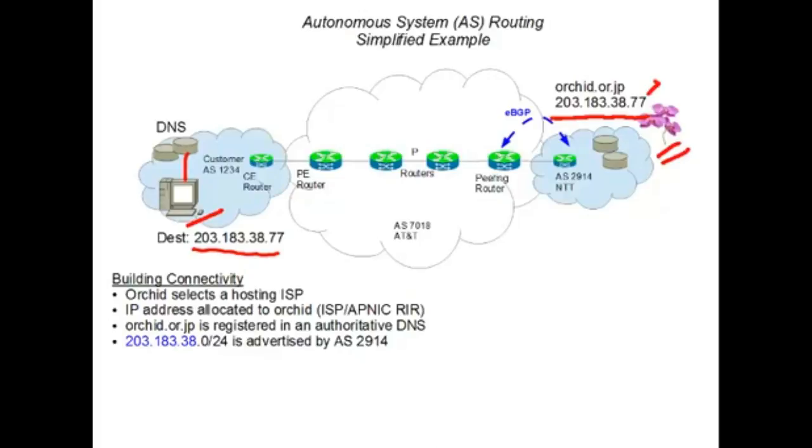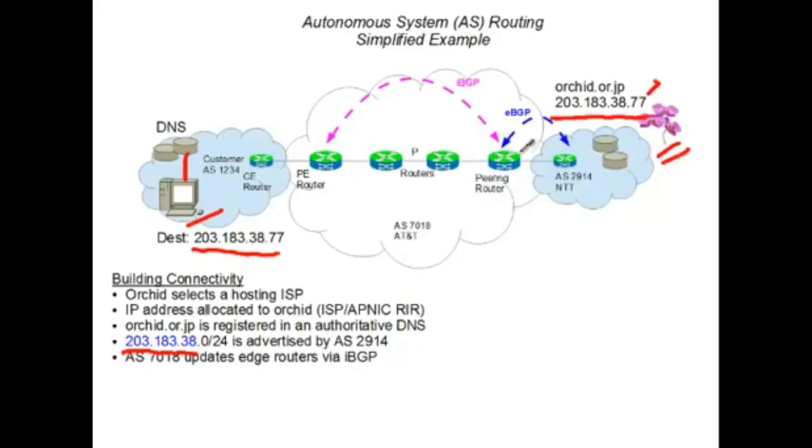So in this example, AS2914 would send an eBGP message to AS7018 at the peering router that would have its own AS in the message, as well as, in this case, I'm going to say a subnet, 203.183.38. The eBGP is generally not used for individual addresses, but a range of addresses. And in fact, it would probably be a much wider range than I've shown here, but that's what I'm going to use in our example.